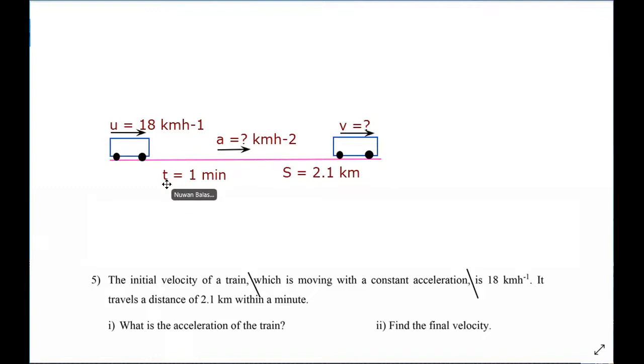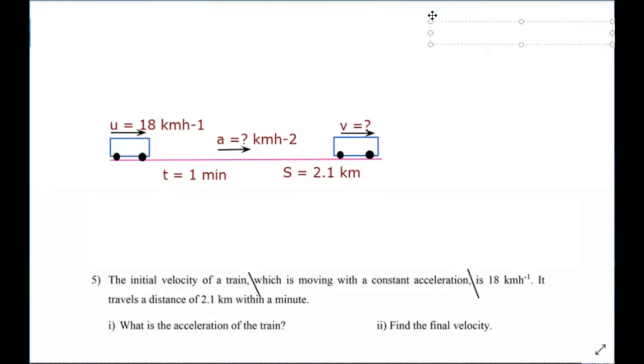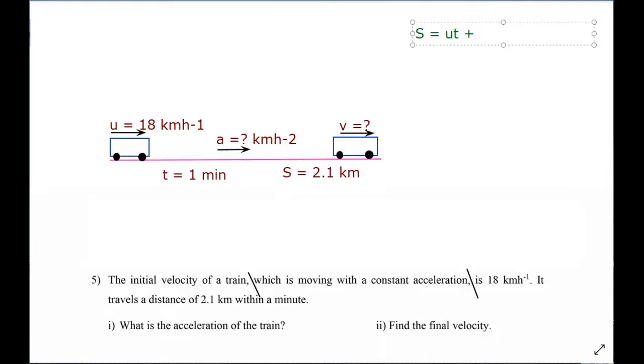Right. So what's the best equation to use? They have given displacement, time taken, and initial velocity, and the final velocity is the thing that we want to find. So what's the best equation that can be used? S equals UT plus half AT squared. Yeah, very good. So let's use the equation S equals UT plus half AT squared.